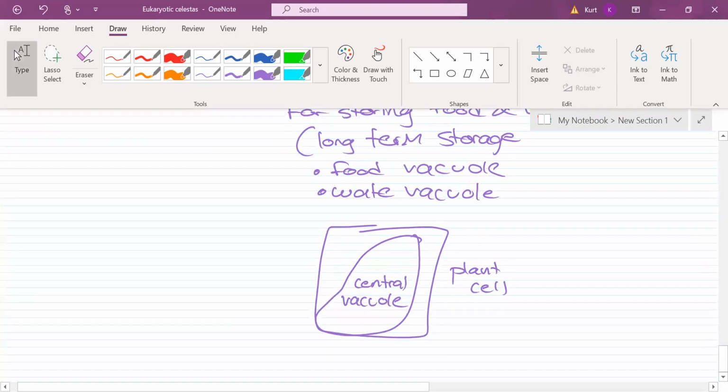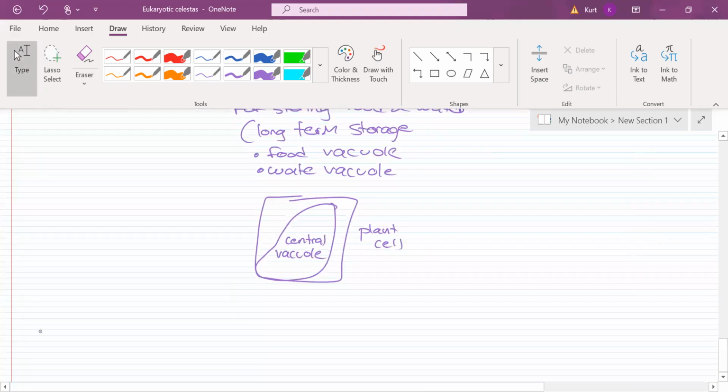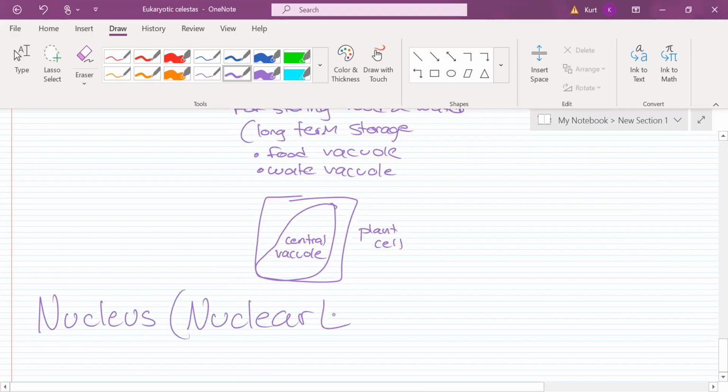And then we have one more structure and we're done. And this is basically the center of the cell. It holds the most important stuff of the cell, the nucleus. And the nucleus is covered by a casing called the nuclear envelope.